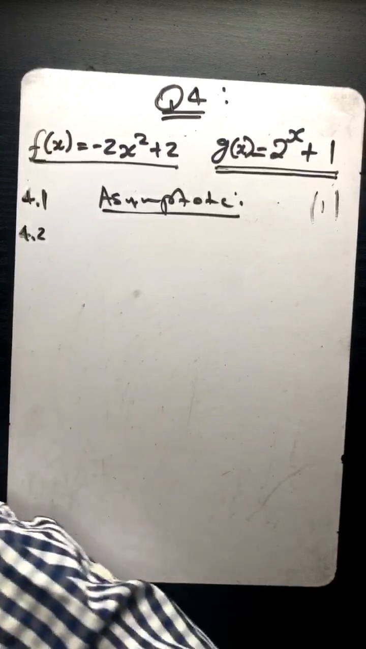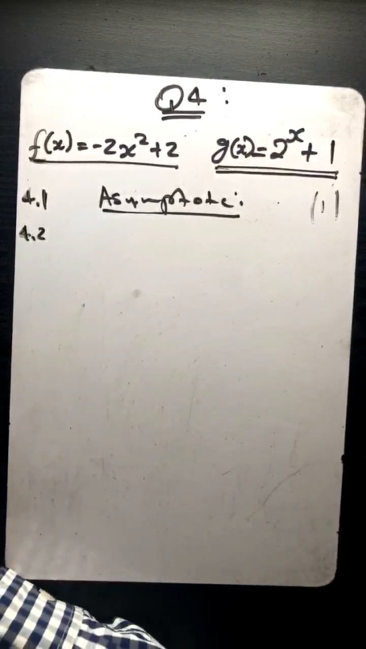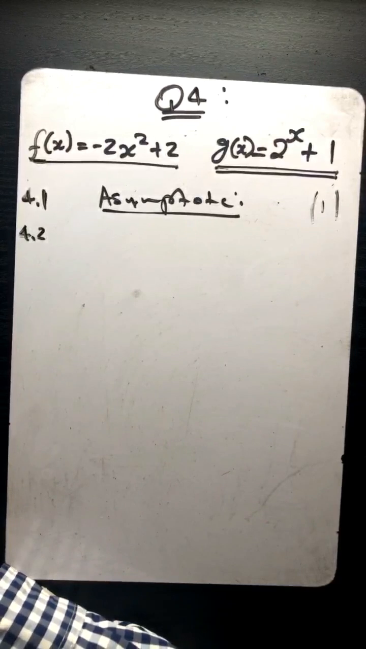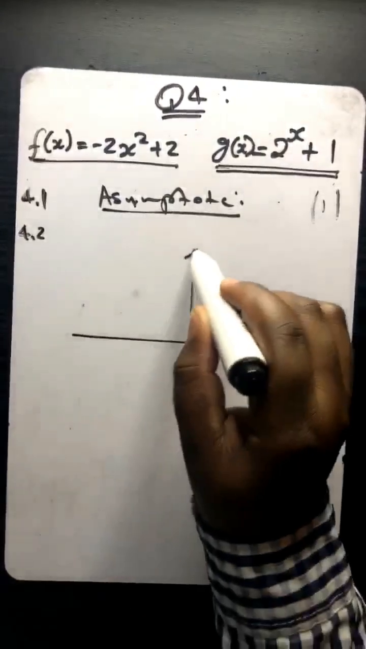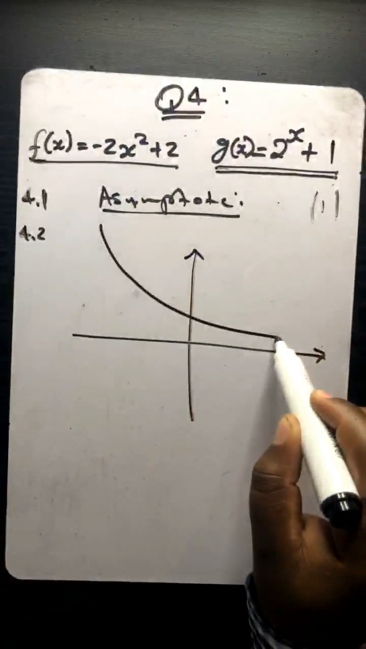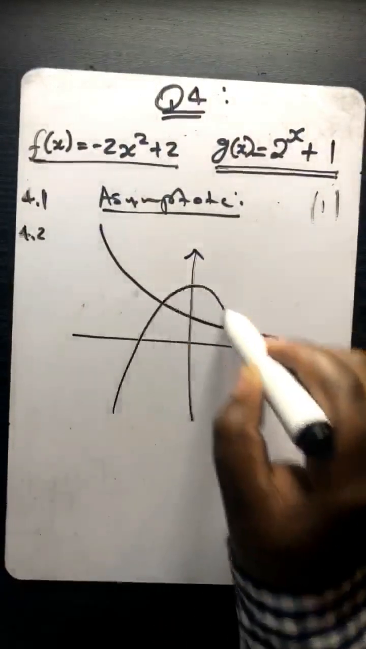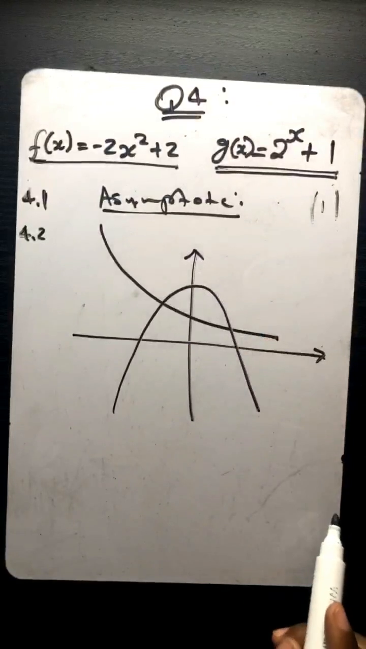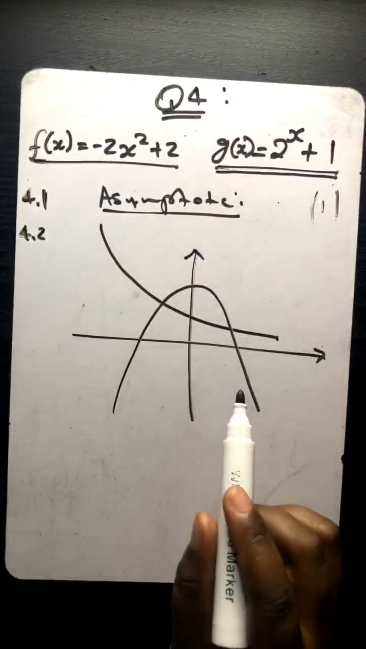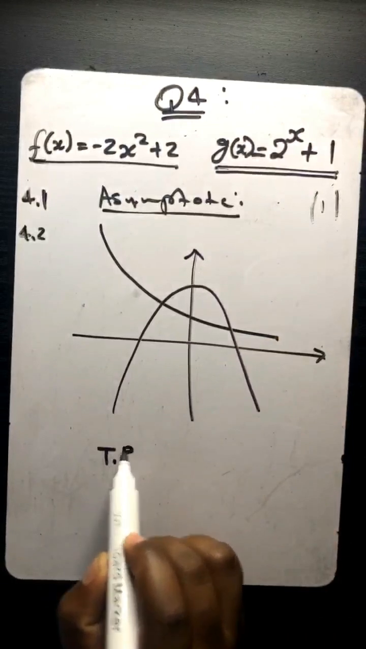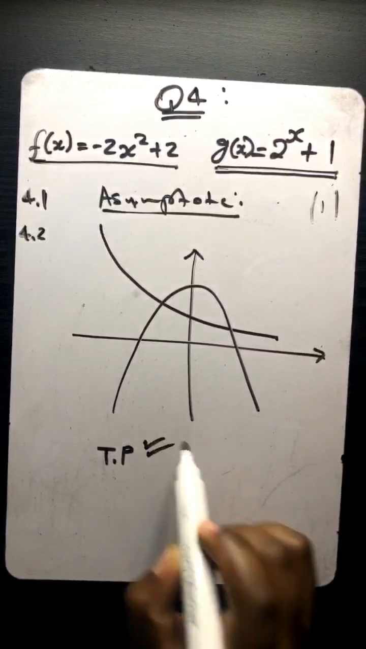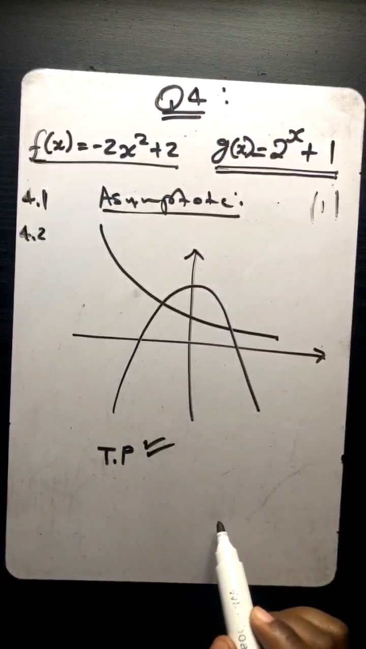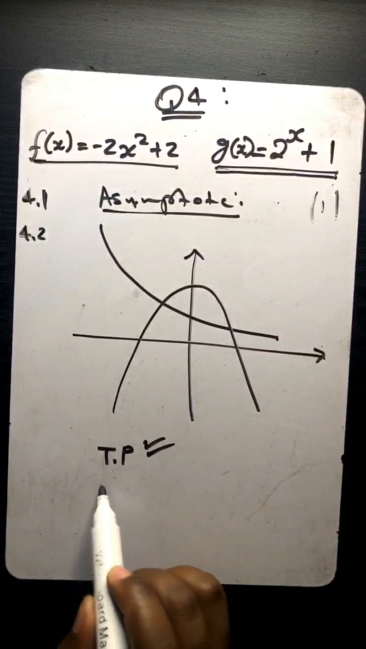And most importantly, clearly showing all intercepts with the axes, turning points, and asymptotes. So now, on the same set of axes, do that. Can you see they've mentioned that you must show the turning point, which means for you to successfully show those, you can score yourself 2 marks. They've also said show asymptotes.